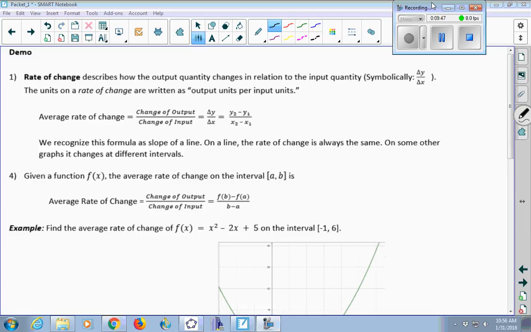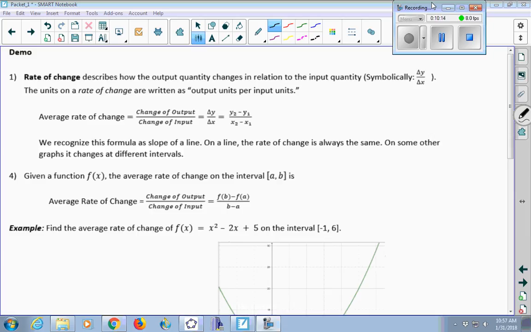All right. We recognize this formula as a slope of a line because when you're looking at a line, what can you say about the average rate of change for a line? Walking along a line from one point to another, what can you say about the average rate of change? It's constant. It never changes. Not like our opioid problem, where the average rate of change varied from year to year. So with the line, it never changes.